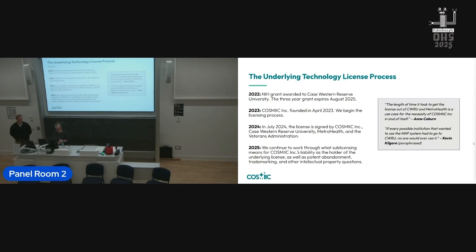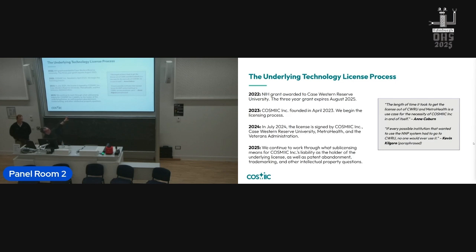So now, today, we are continuing to work through what sub-licensing means for Cosmic Inc.'s liability as the holder of the underlying license. Like what happens to us if anybody using the Cosmic Inc. open source license screws up, how does that flow towards us? How do we respond to that? Is it an acceptable risk? And then we are also working on things like patent abandonment, trademarking, and other intellectual property issues.